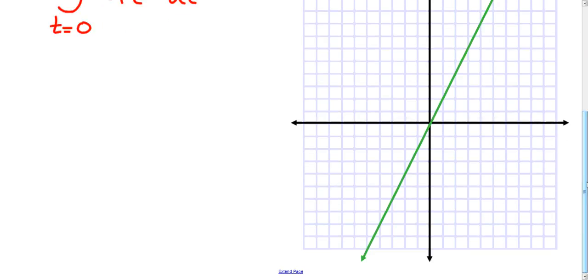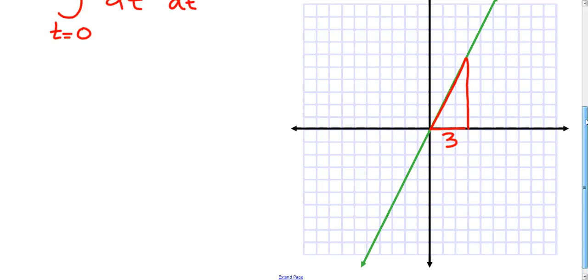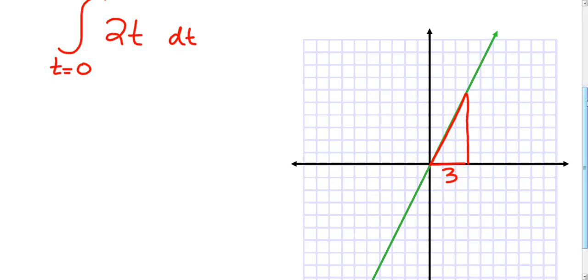2t has a y-intercept of 0 and a slope of 2, so that's what it looks like. I want to find the area from 0 to 3 seconds. So that's this area right in here, above the x-axis but underneath the curve. Okay? You can see that that's a triangle. The base of my triangle is 3. My height would be 2 times 3 because my function is 2t. My time is 3 seconds.